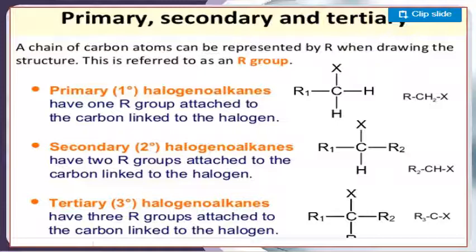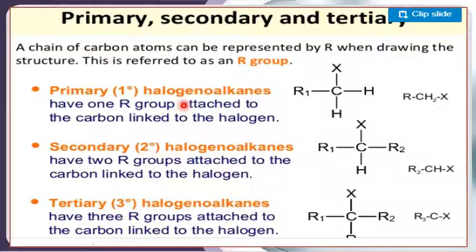Classification of alkyl halide. Alkyl halides are classified into primary, secondary and tertiary alkyl halides. It is a chain of carbon and it can be represented by R. When drawing this structure, this is referred to as an R group.